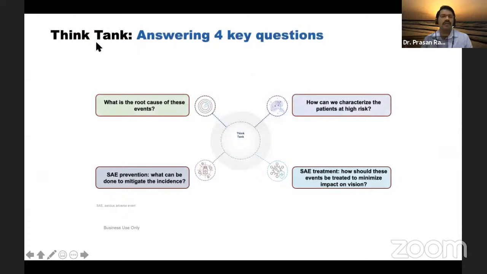The important thing was that a think tank was established to look at 4 key questions. What is the root cause of this inflammation? How can we characterize patients at high risk? What can be done to mitigate the incidence of this? And how should these events be treated? An article has been published in Ophthalmology Retina, giving an expert opinion on how these can be managed.